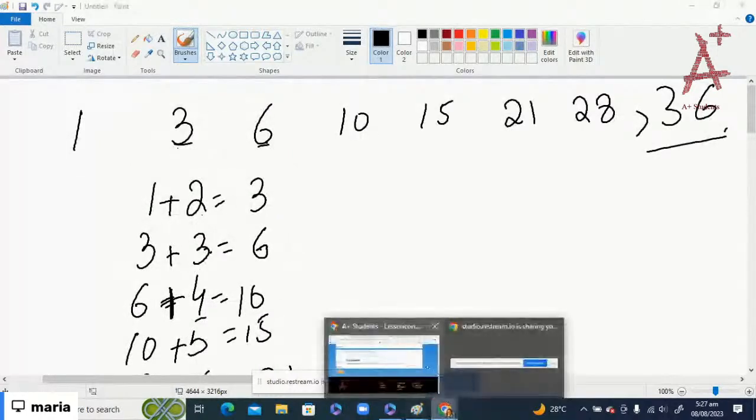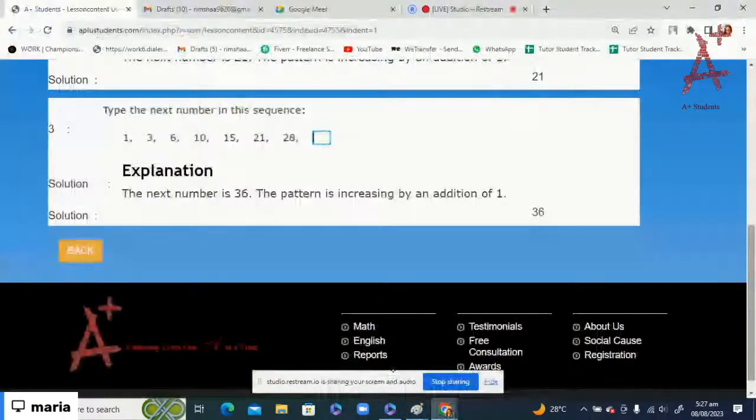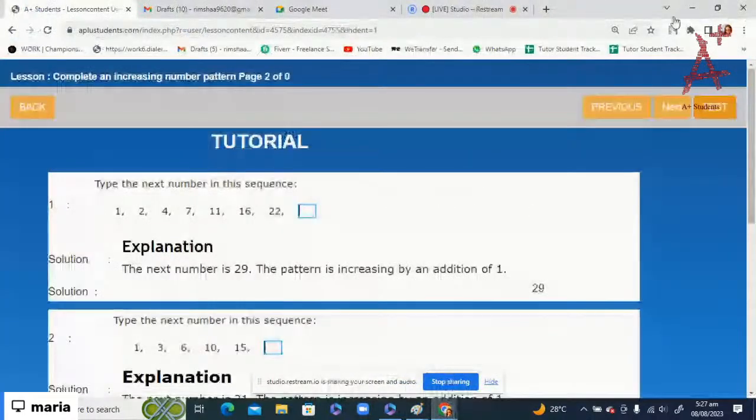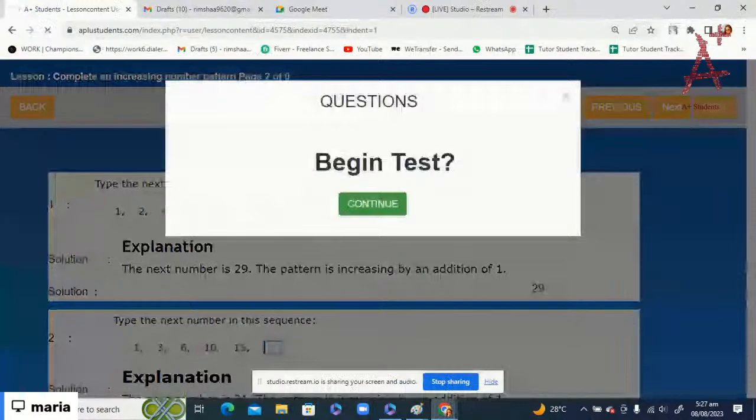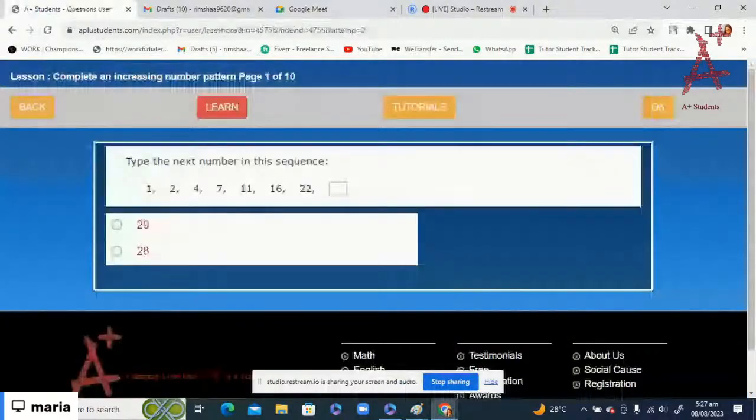Okay, now let's do a test. Type in the sequence. I think we have already done this question. 1, 2, 4, 7, which number do we add?